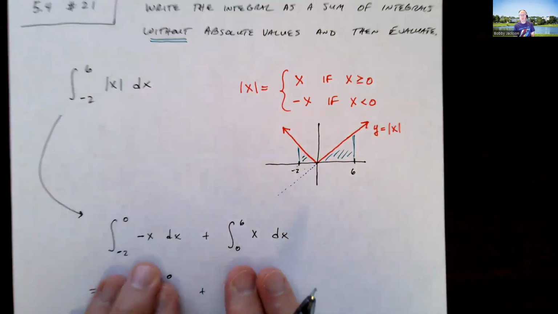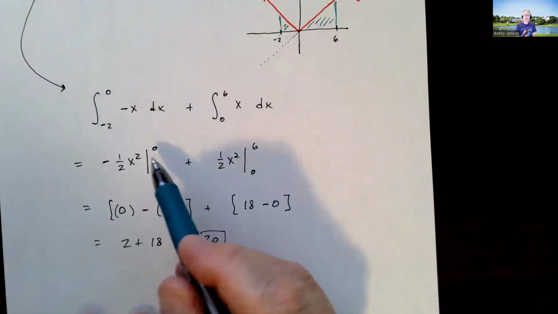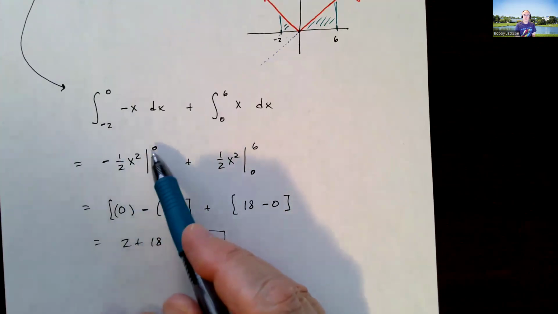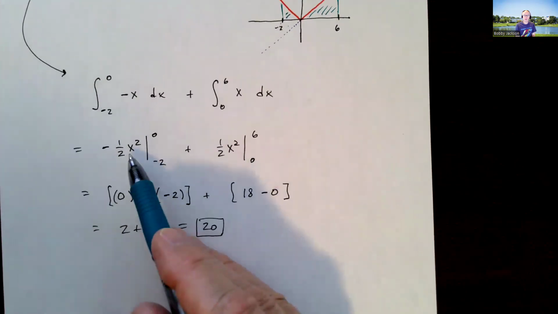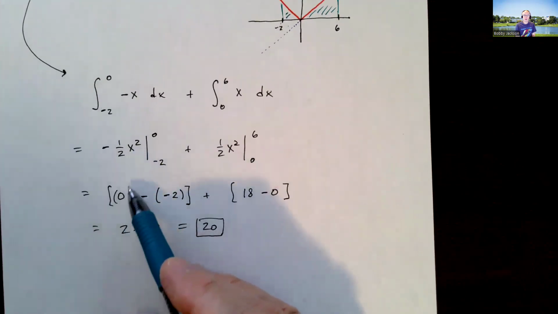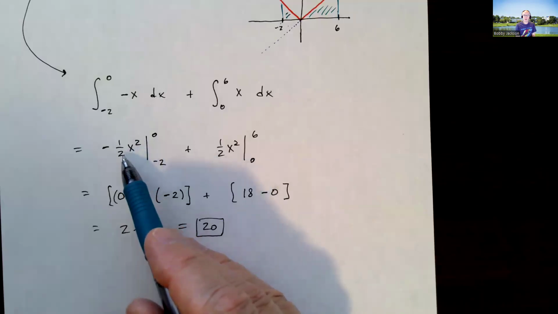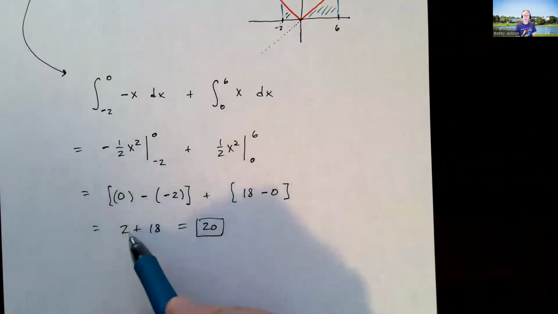Now we can integrate both of these very easily using the fundamental theorem of calculus. The antiderivative of -x is -1/2 x squared. Going to evaluate that at the upper limit of 0 and the lower limit of -2. So if I plug in 0, I get 0. And if I plug in -2, I get +4 times -1/2, which is -2. So 0 minus -2 is 2.